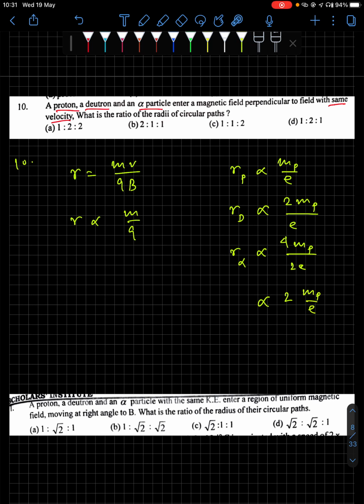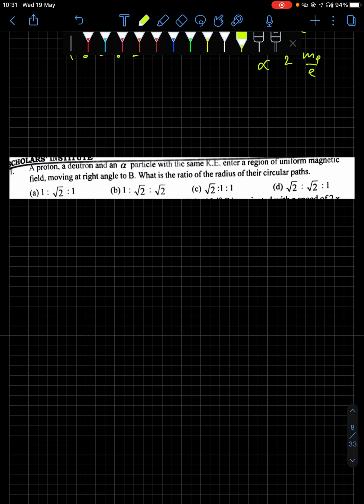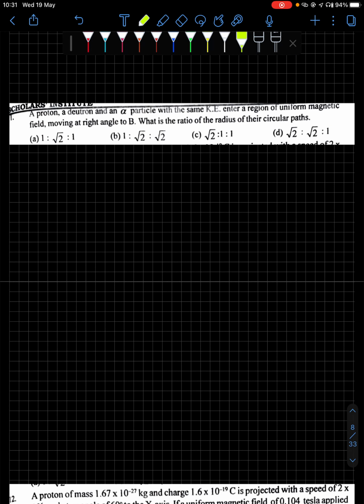So what is the ratio? If you take mp by e as 1, here you have 2 times mp by e, and for alpha also 2 times mp by e, so 1 is to 2 is to 2 is your answer. Question number 11 next.